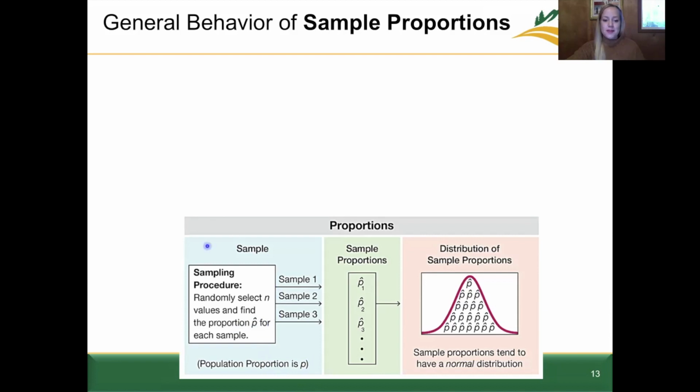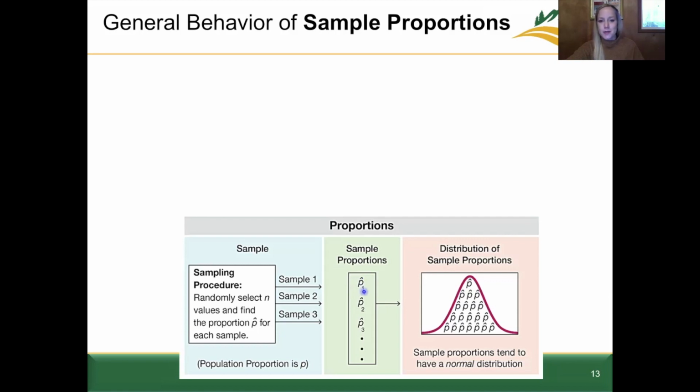So we sample all of these different samples in our population. All of these samples have to be of the same sample size n. So we'll take sample number 1, 2, 3, etc., however many samples we need. Then we calculate the sample proportions. Each sample will correlate with one sample proportion.